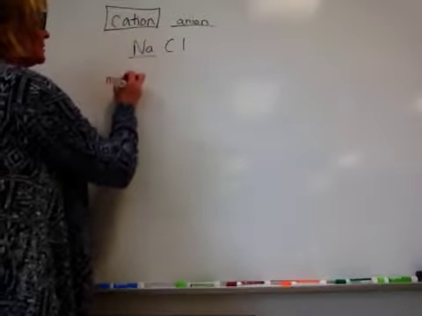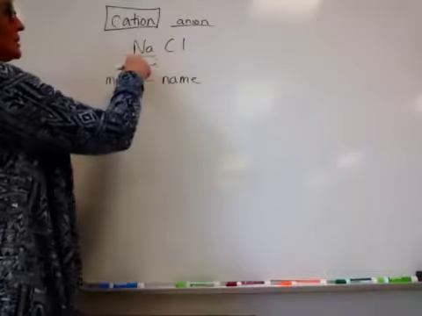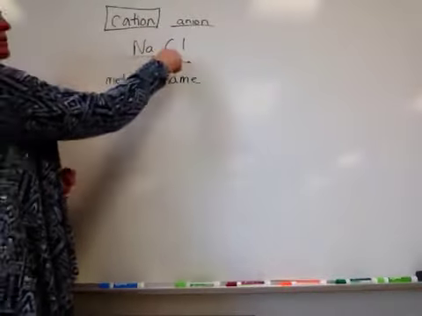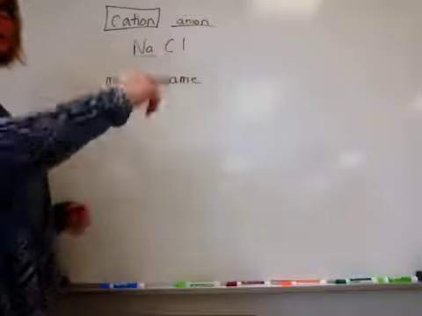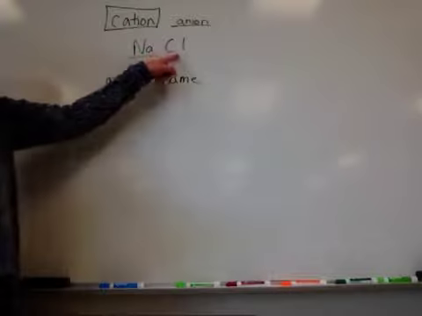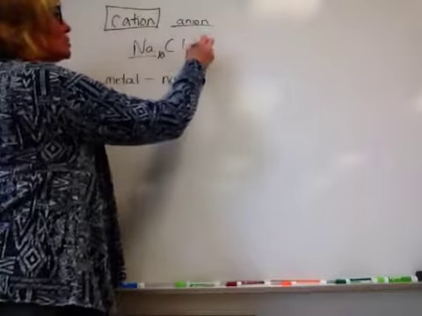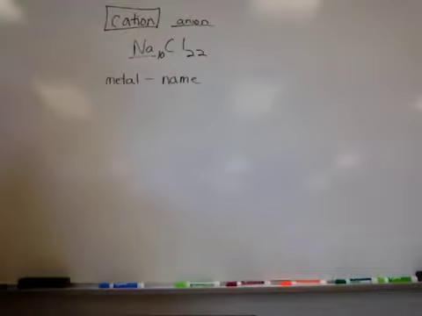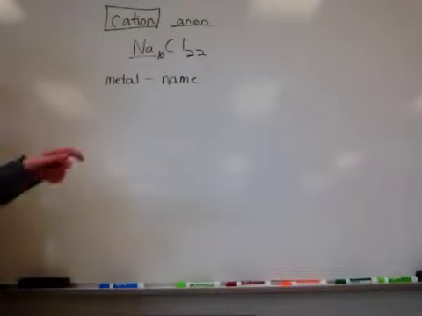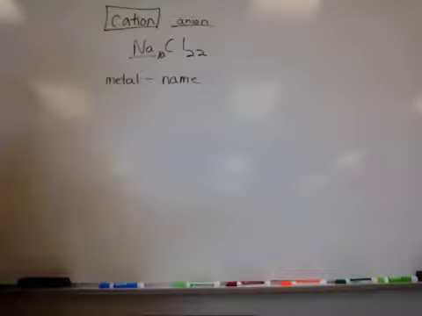If it's a metal, I simply name it. What's the first name? Sodium. What's the last name? Chloride. I simply name it if I have a metal and a nonmetal. This could be Na10Cl22. It's still sodium chloride. If it starts with a metal, I simply name whatever is there.